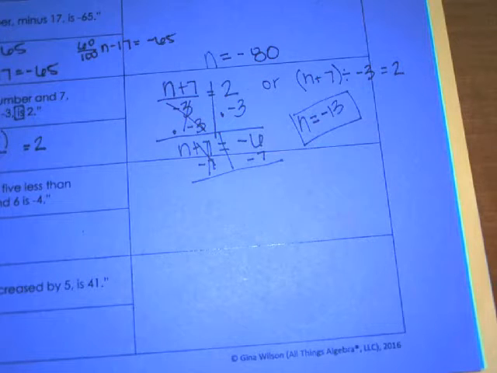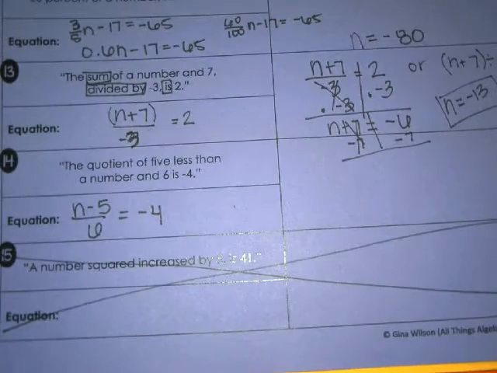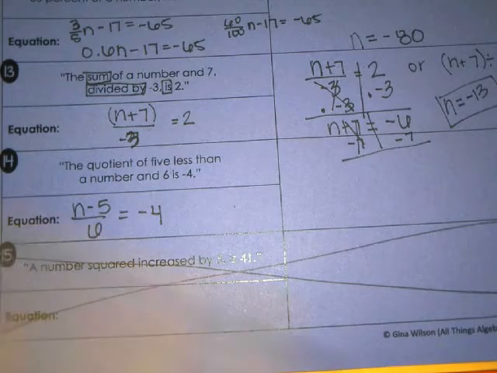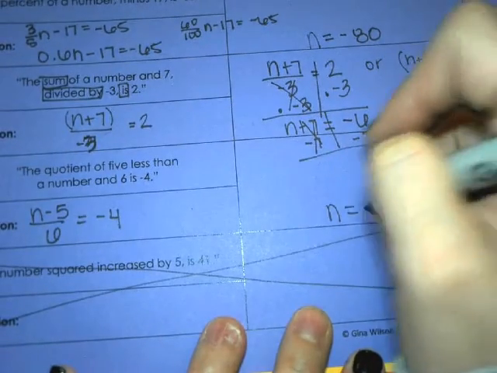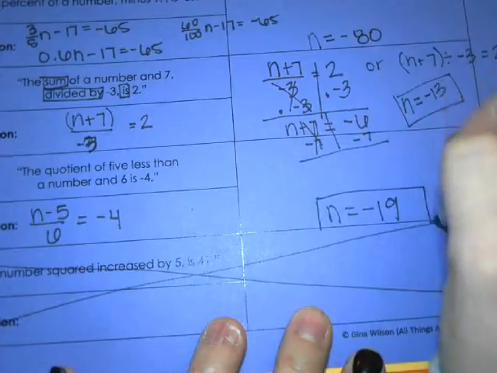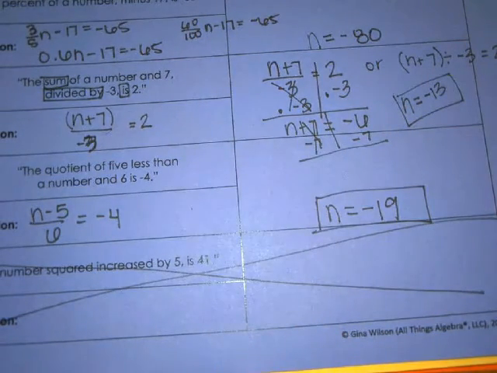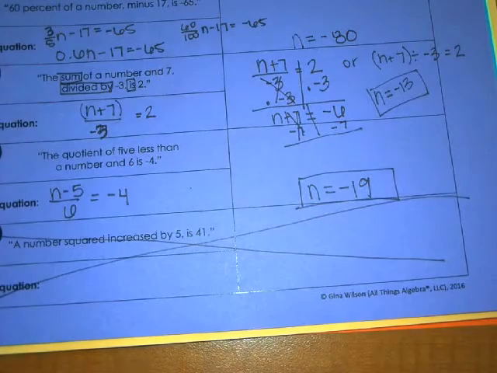Do number 14 with your partner. Go. Good. You should have written n minus 5 divided by 6 equals negative 4. So then number 16, what did you guys tell me the answer was? N equals? Negative 19. Any questions on translating a sentence into an equation and solving it?